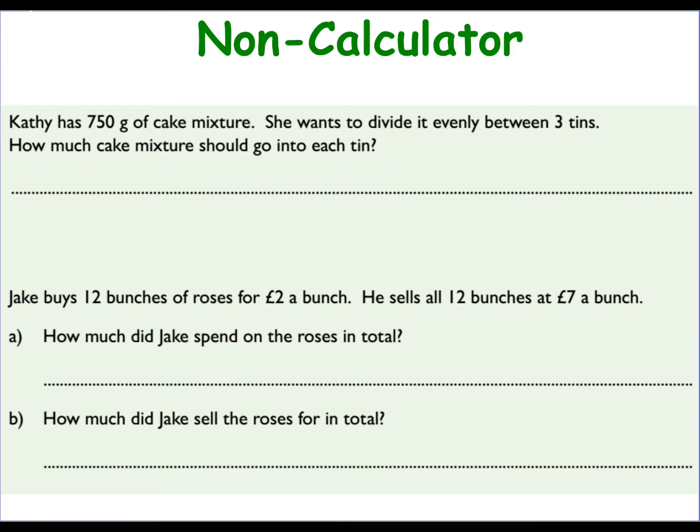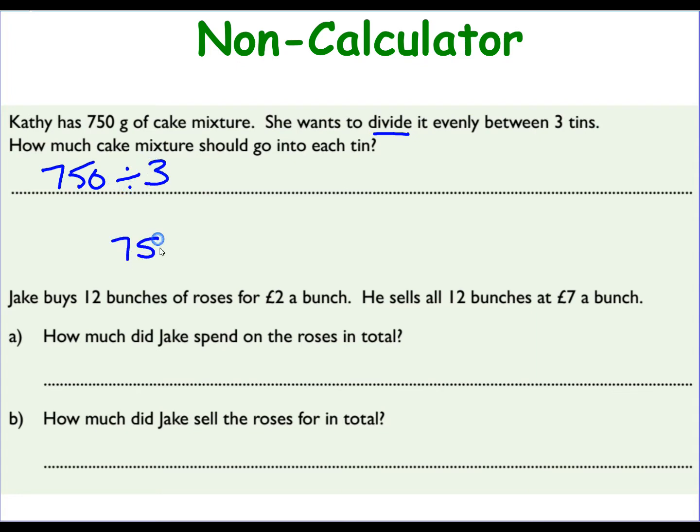So for the first one, Kathy has 750 grams of cake mixture. She wants to divide it evenly between 3 tins. How much cake mixture should go into each tin? So this is asking us, once we've read the words, and it's telling us to divide 750 by 3. So let's do the maths for that.